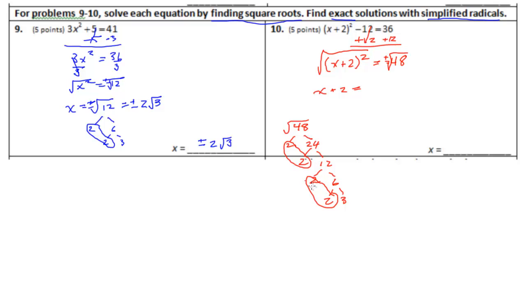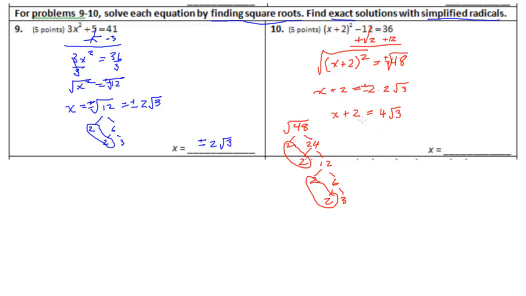And so we have 2 times 2. Let's write it here. 2 times 2. And what we don't have pairs of, we have a 3. That's underneath there. So, and this is plus or minus. So finally we have x plus 2 is equal to plus or minus 4 square root of 3.